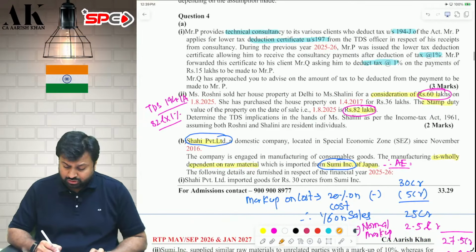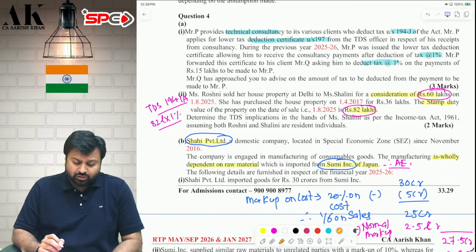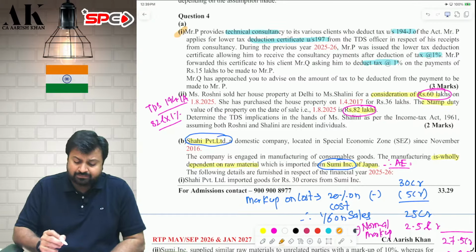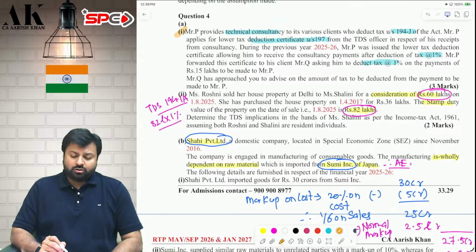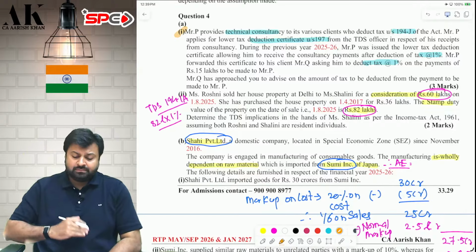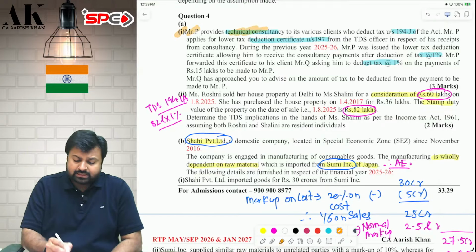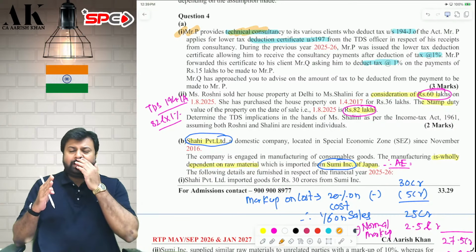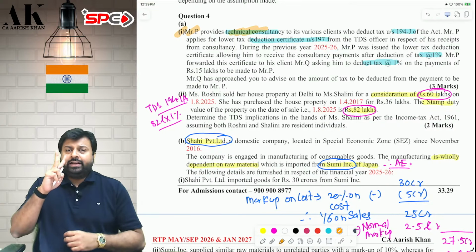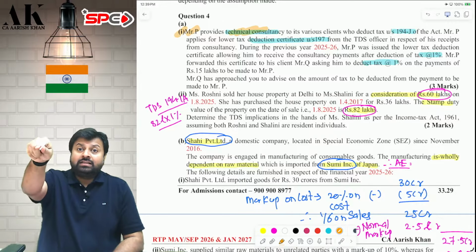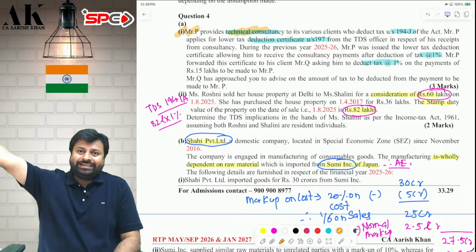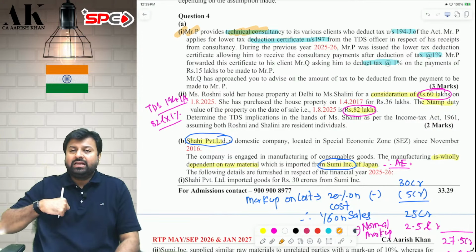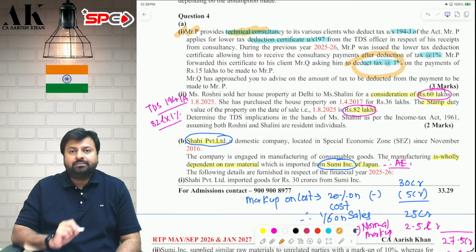Let's move to the next question, question number 4, which is on TDS. There are 2 questions on TDS, and then there is a transfer pricing question, question 4A1. Now, what is this particular question all about? Good question. There is a person who is providing me technical consultancy. So, let's assume that it is fees for technical services. I have to deduct TDS at the rate of 2%. But the other person goes to the assessing officer and gets a lower deduction certificate of 1%, and gives that certificate to me.